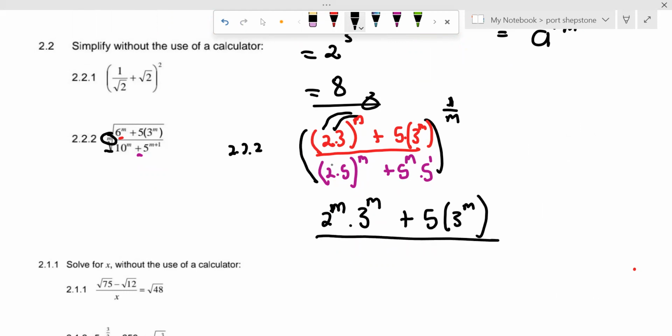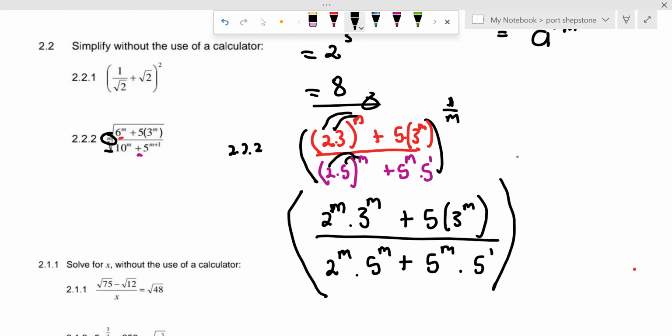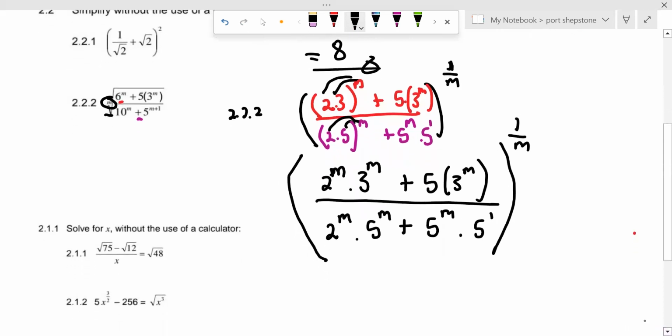All over, we repeat the same process then. This one multiplied by this, 2 to the power of m. So this is going to be multiplied by 5 to the power of m plus 5 to the power of m multiplied by 5 to the power of 1. Now this is still inside the bigger bracket, which is going to be 1 all over m. Don't forget that, guys, it's still there. So it means this thing is still under the root.